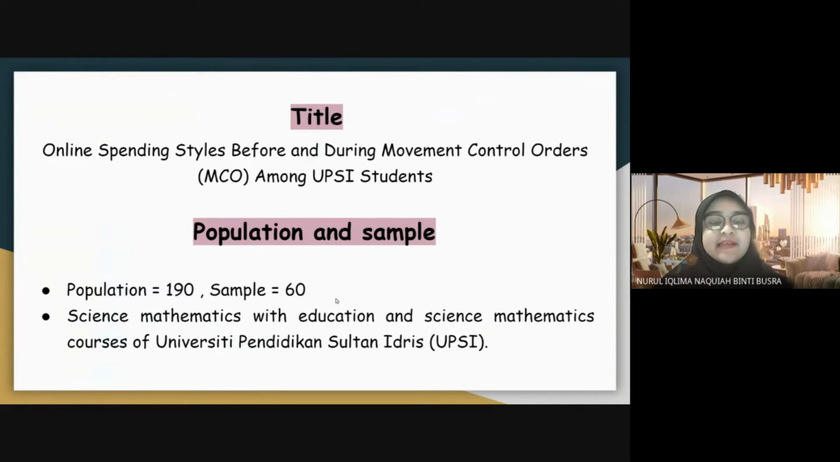The title of the project is Online Spending Styles Before and During Movement Control Orders (MCO) among UPSI students. For the population and sample, the sample is 60 out of 190 students from the Science Mathematics with Education and Science Mathematics courses of UPSI.